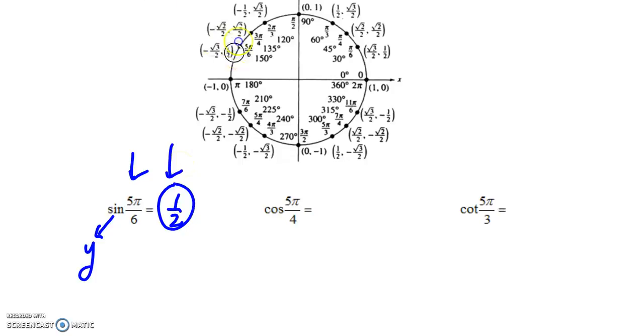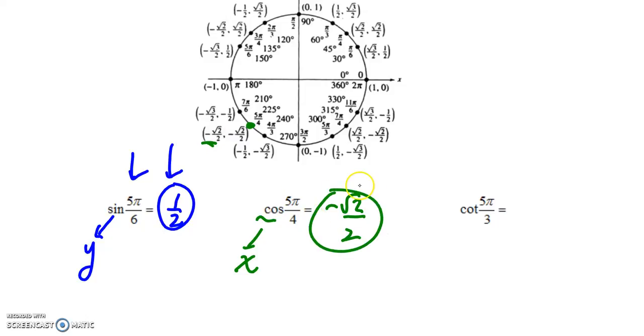The cosine of 5 pi over 4. First, 5 pi over 4 is right here. Cosine is really saying what x value exists at the angle 5 pi over 4. Well, the x value that exists there is negative root 2 over 2. So yet again, we plugged an angle in, got a ratio out.